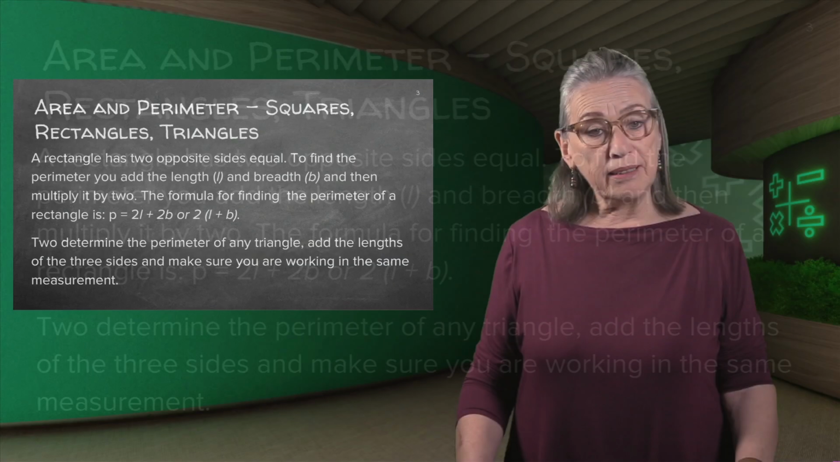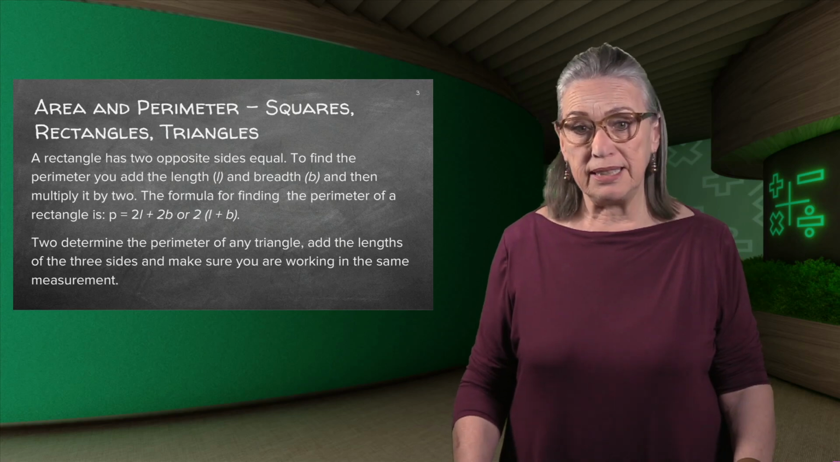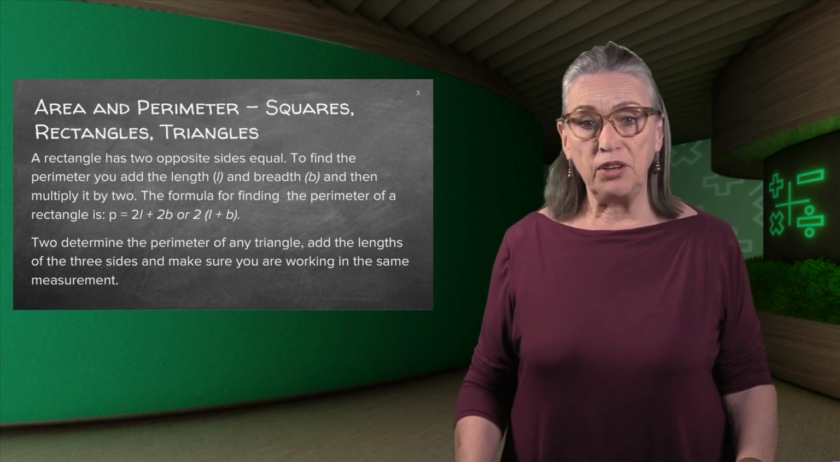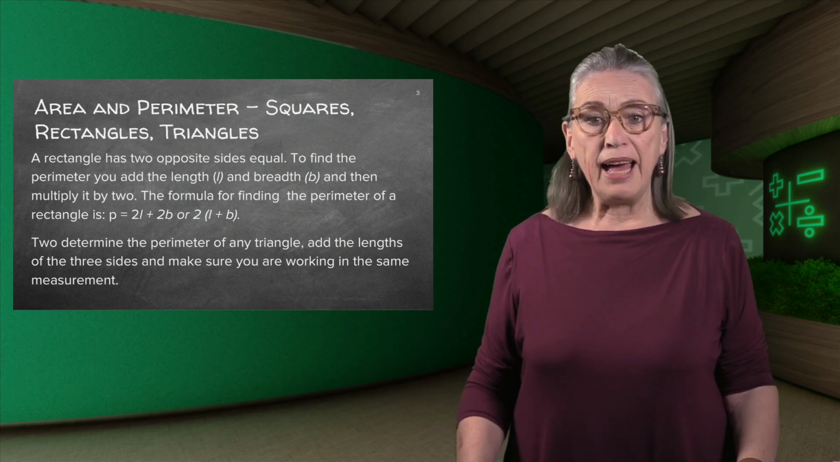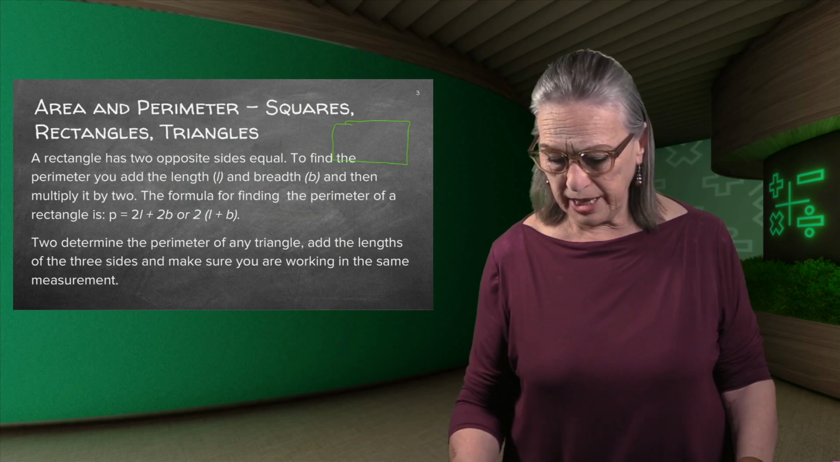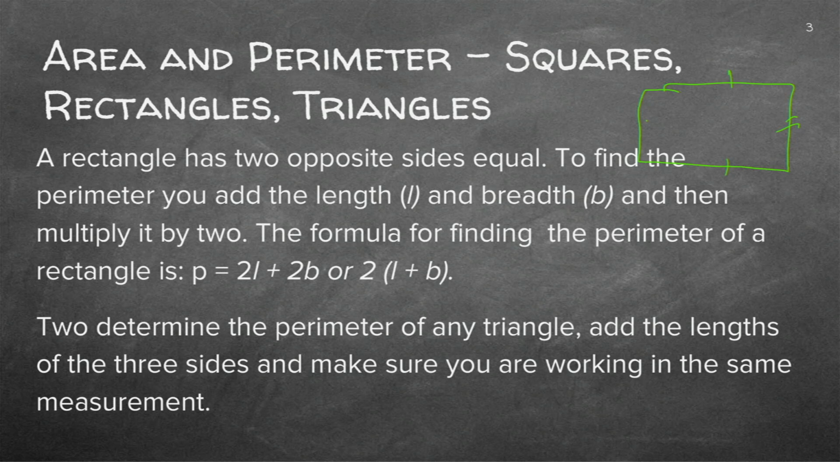Okay. A rectangle has two opposite sides that are equal. Remember, that's an irregular polygon. And to find the perimeter, you just add the length and the breadth and you multiply it by 2. Like this is our rectangle. These ones are the same, and these ones are the same. So if you've got this one, you take that and this and you multiply it by 2. So the formula would be P equals 2 times the length plus 2 times the breadth, or 2 times, in brackets, the length plus the breadth.